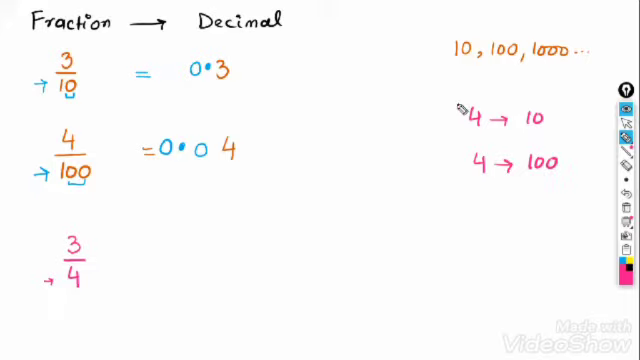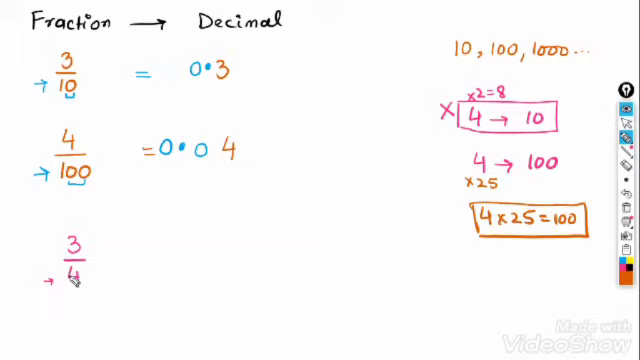It is not possible for 4 to change into 10 because 4 times 2 is 8. Okay, so it is not possible for us. We can change our 4 into 100 by multiplying by 25. So 4 times 25 is equal to 100. So it is possible. We will multiply our denominator by 25. The same number is going to multiply with the numerator as well. So 4 times 25 is 100 and 3 times 25 is 75.